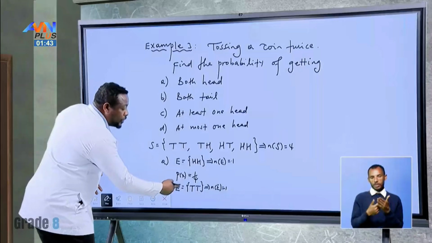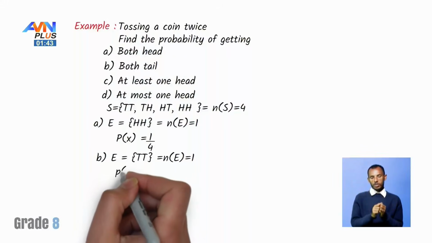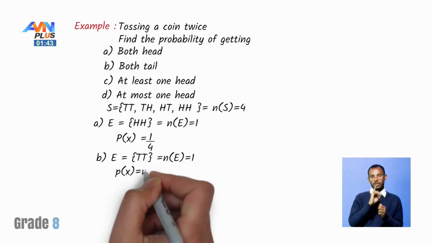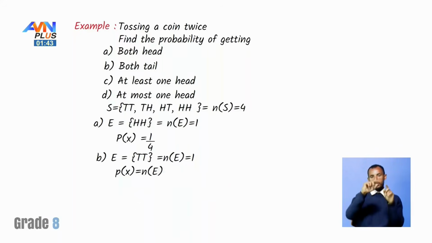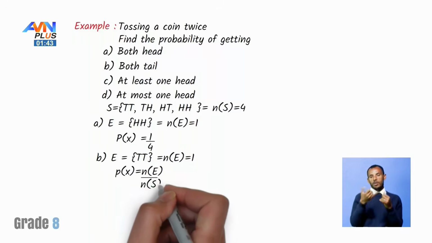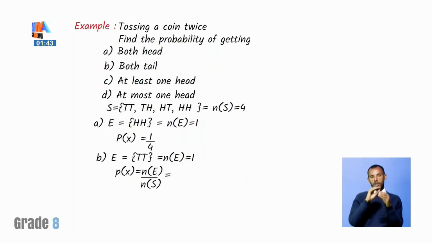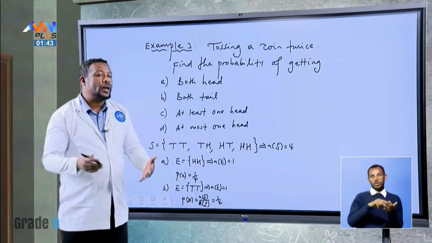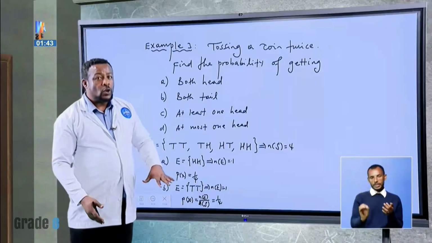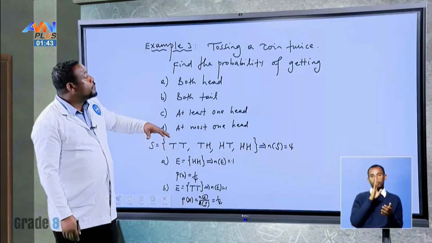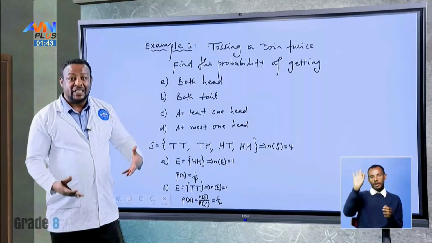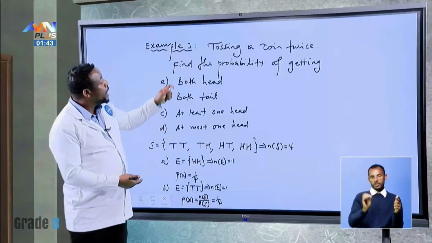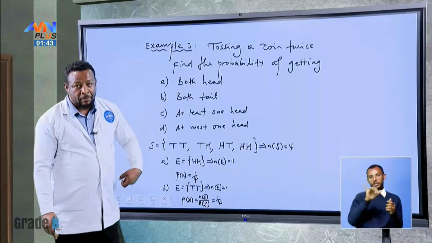Therefore, the probability of obtaining both tails is n(E) over n(S). Okay, don't forget the formula. Use n(E) over n(S), I mean, the cardinal number of S, which is 1 over 4. By the way, you can change this 1 over 4 into 0.25 or 25%, right? So the chance will be 25% of getting both heads, the same thing for both tails.